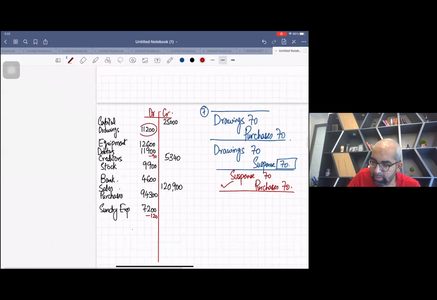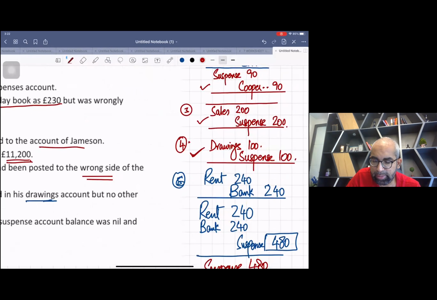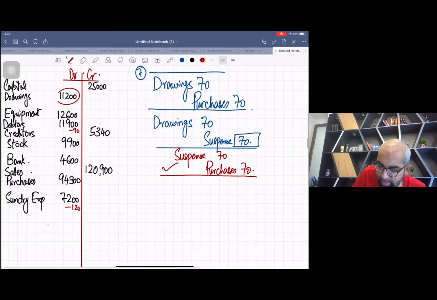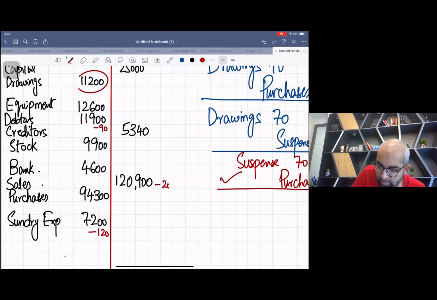Now, third one. See, sales, in the third entry, sales is being debited. Listen carefully. So when we debit sales, that means you reduce sales. One more evidence. In the trial balance, sales is on the credit side, but in the correcting entry, it was on the debit side. Okay.